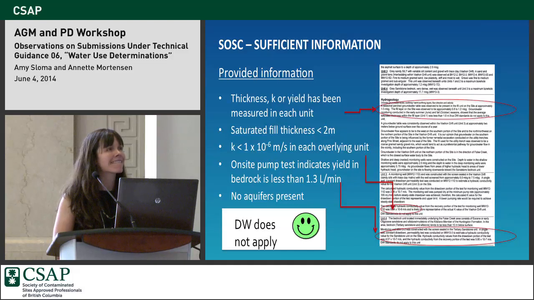What level of reliability was given with this data? Was it signed off by a hydrogeologist or someone? It was signed off by an AP, so.